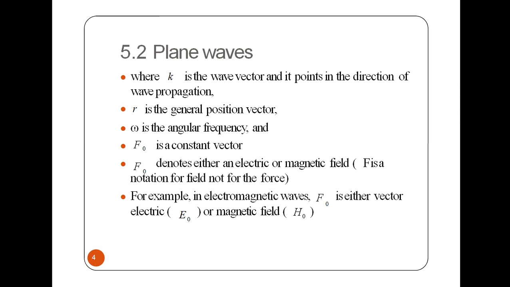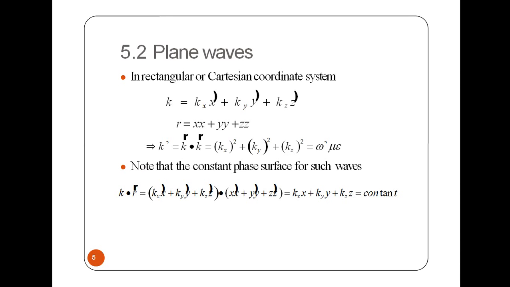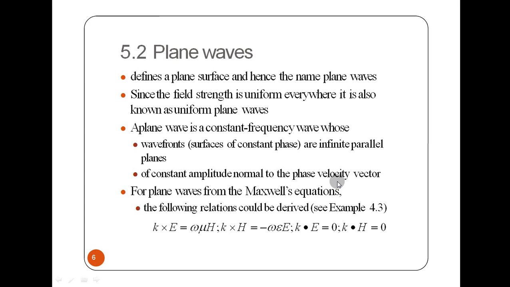Now, k is the wave vector and points in the direction of wave propagation, r is the general position vector that we have already discussed, omega is the angular frequency, and f0 is a constant vector. Now f0 denotes either an electric or magnetic field; for example, in electromagnetic waves, f0 is either the vector electric field or the magnetic field. In the rectangular Cartesian coordinate system, k has components kx, ky, kz along the x axis, y axis, and z axis depending on the equation. r will be rewritten as this, and this can again be rewritten as the constant phase surface for such waves. Okay, now this defines a plane surface, and hence the name plane waves.